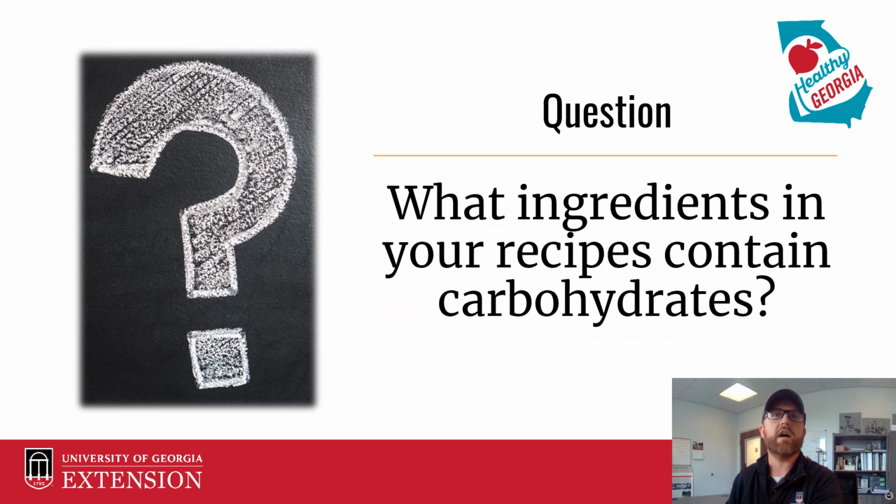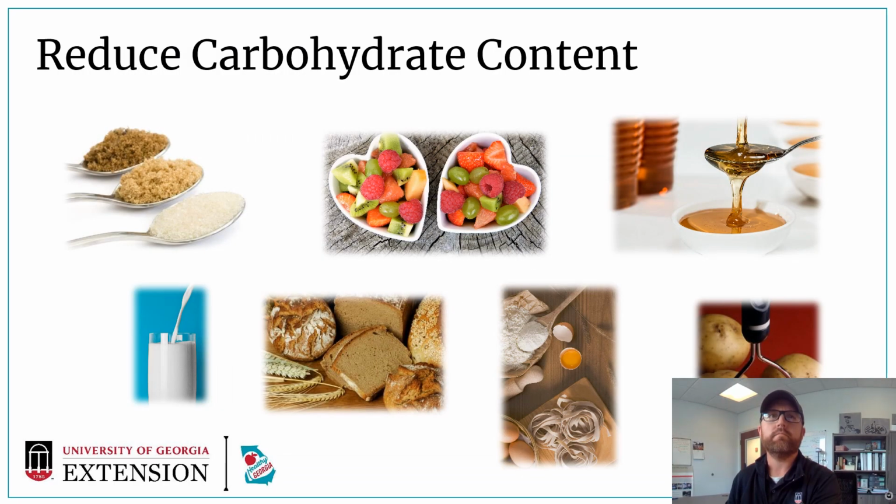Let's first try to consider how to reduce carbohydrates in your recipes, since starch and sugars can affect your blood glucose. When we talk about ingredients containing carbohydrates, what are some ingredients that we're talking about in your recipes? I'm talking about foods like flour, sugar, honey, syrup, fruit, juice, starchy vegetables, dairy foods, candy, rice, and pasta, or any other carbohydrate containing food.